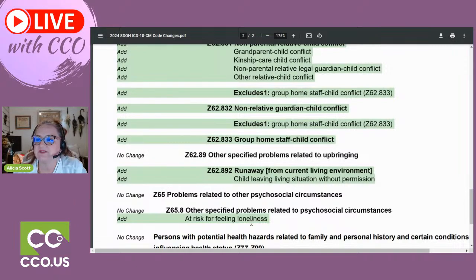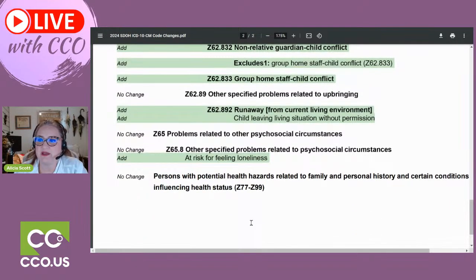Z62.89 is classified as other specified problems related to upbringing. And within that category, they added Z62.892, runaway from current living environment. It does not matter where the person is living, the child is leaving a living situation without permission. That could be the family home, that could be a relative, that could be a group home. That again could be an extended family relative. They left without permission.